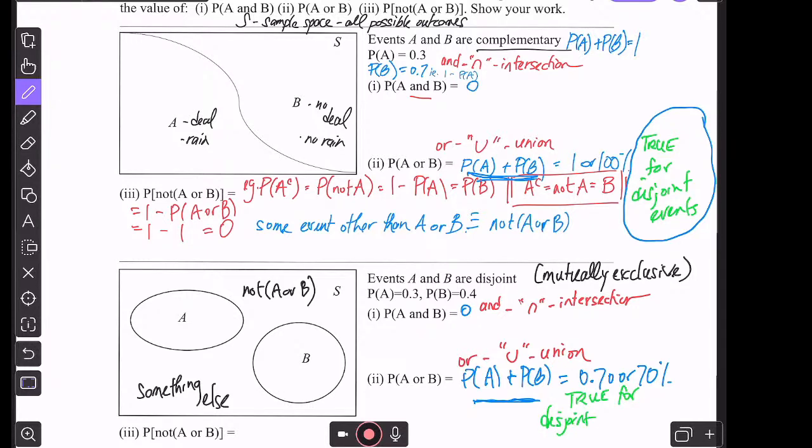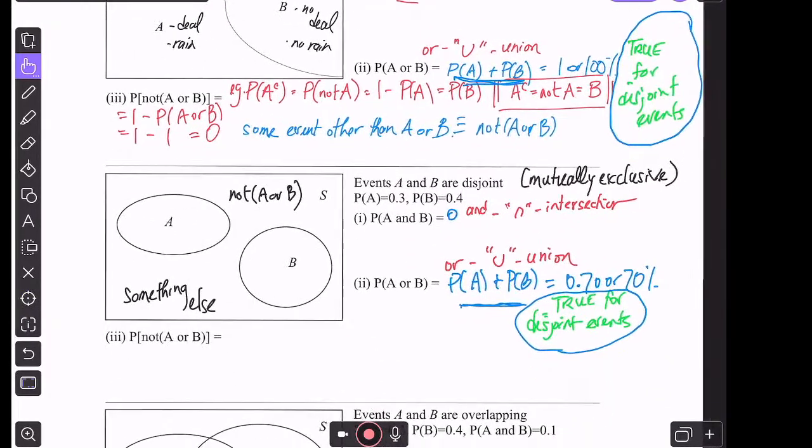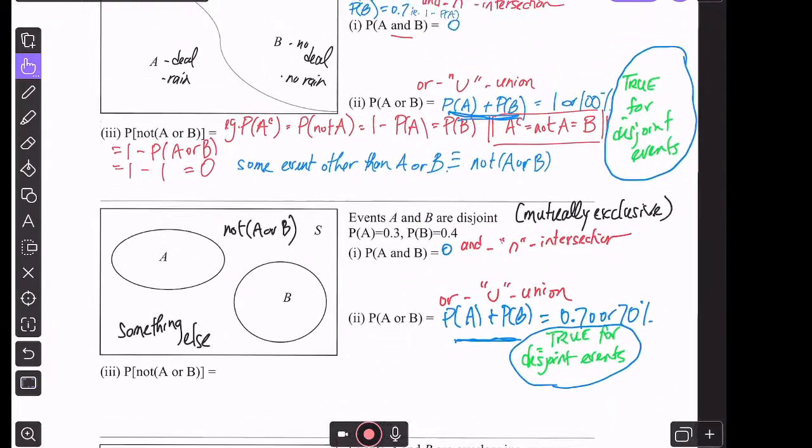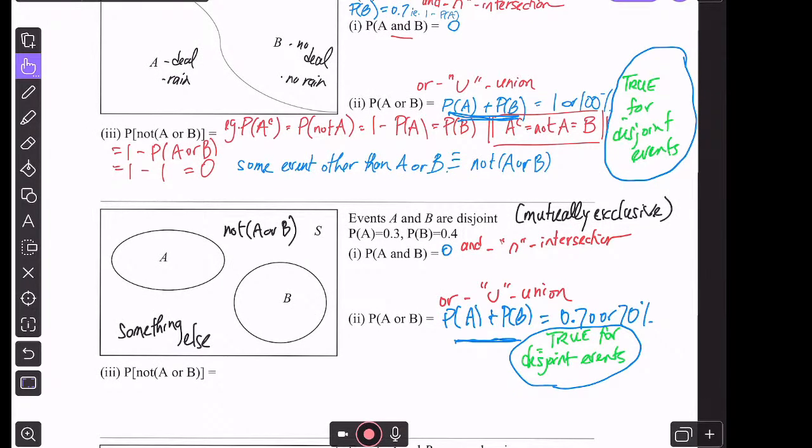So by writing that, you can see now that complementary events are disjoint. You see? Complementary events are disjoint. But disjoint events are not complementary. These do not complete the entire space. They do not represent all the possible outcomes. So there's something else. What is the chance of something else is the next question.